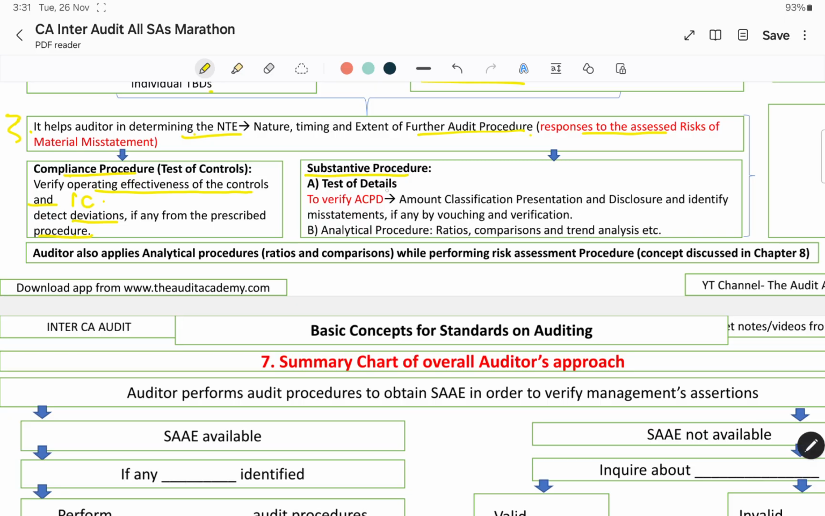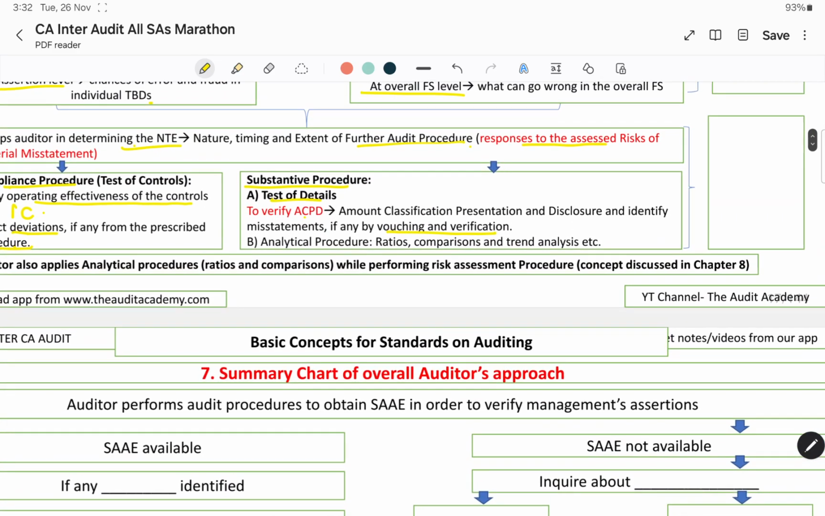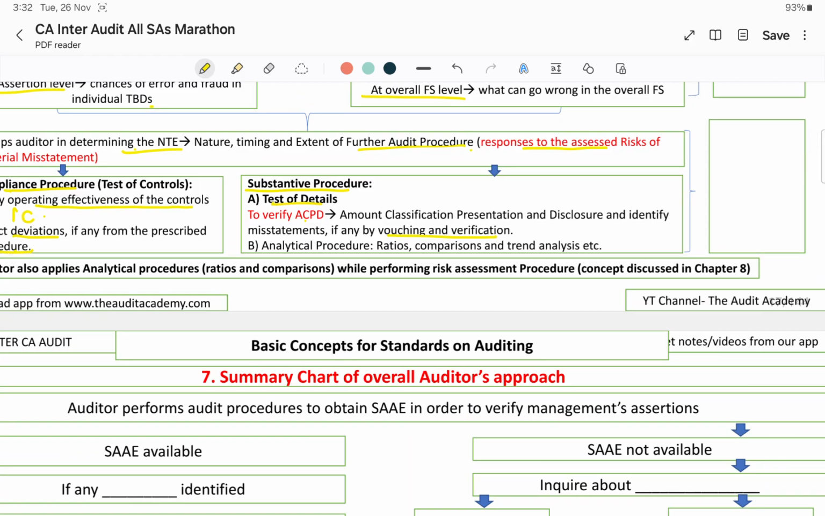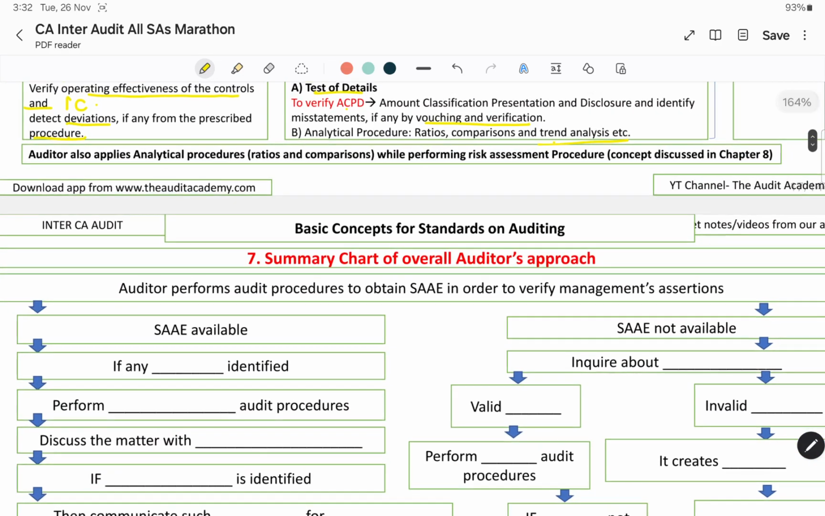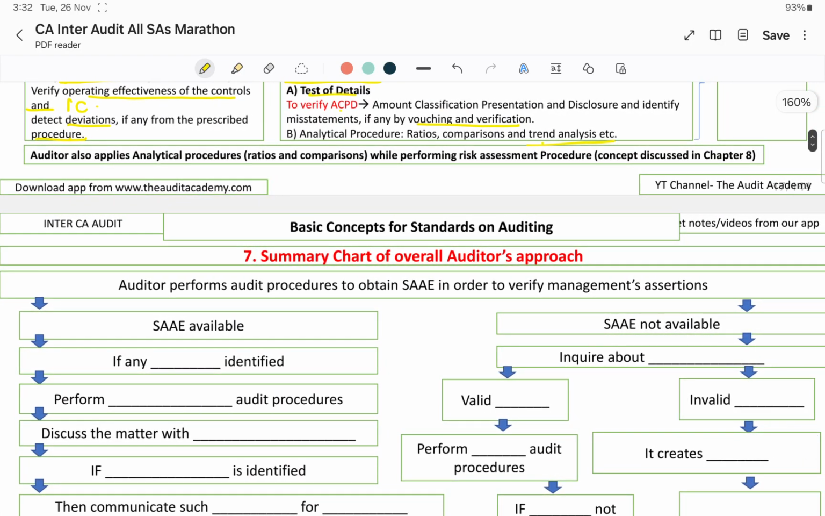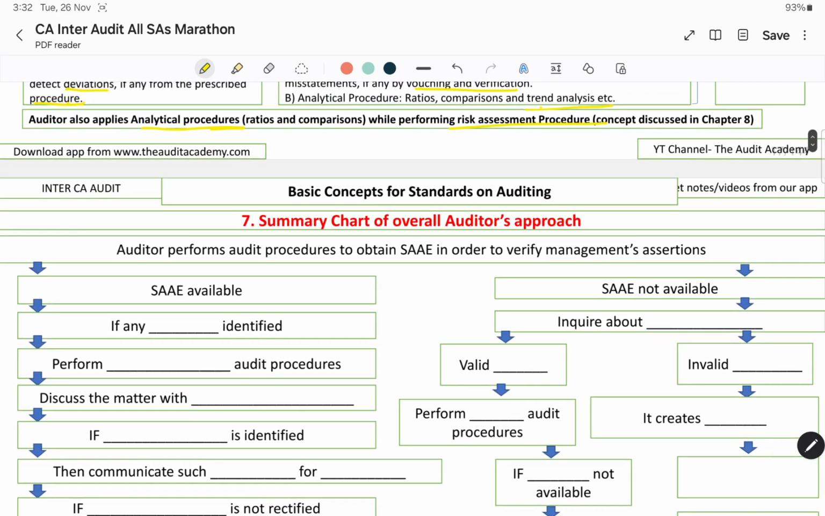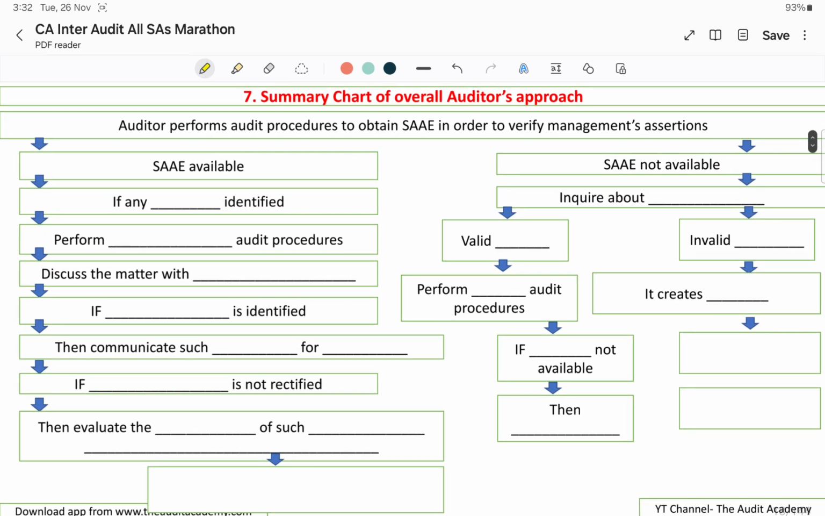नेक्स्ट सब्सटेंटिव प्रोसीजर टेस्ट ऑफ डिटेल टू वेरीफाई द अकाउंट बैलेंस, classification, presentation, and disclosure, and identify the misstatement, if any, by vouching and verification. Analytical procedure, example, ratio, comparison, and trend analysis, etc. Auditor also applies analytical procedure, ratios, and comparisons while performing the risk assessment procedure, which we will discuss in chapter number 8. Okay.